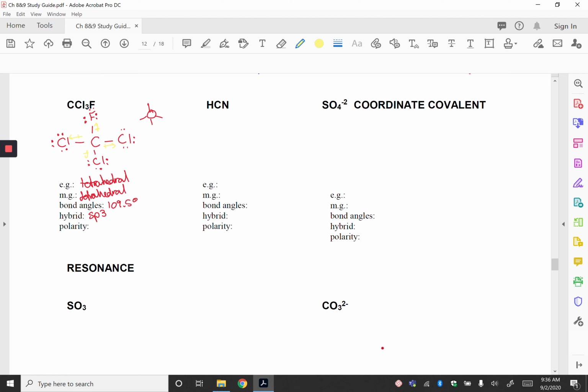The problem is, this is not chlorine, this is fluorine. Fluorine is more electronegative than chlorine is. So even though these electrons are all being pulled towards those chlorines, and these electrons are being pulled towards fluorine, fluorine is stronger in pulling those electrons. So the net is going to be towards that fluorine. So that one is polar.